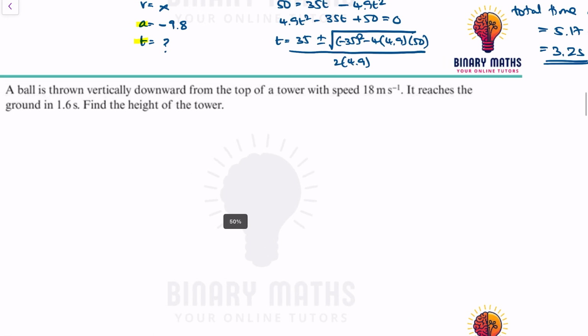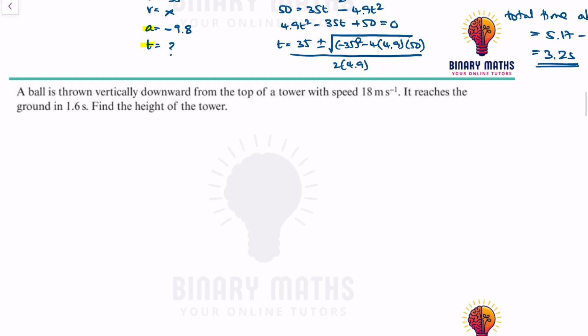Okay, next question. A ball is thrown vertically downwards from the top of a tower with speed 18 meters per second. So downwards is the positive direction. It's going in the same direction as gravity, so acceleration is positive 9.8. The speed is 18 meters per second. It reaches the ground at t equals 1.6 seconds. Find the height of the tower.